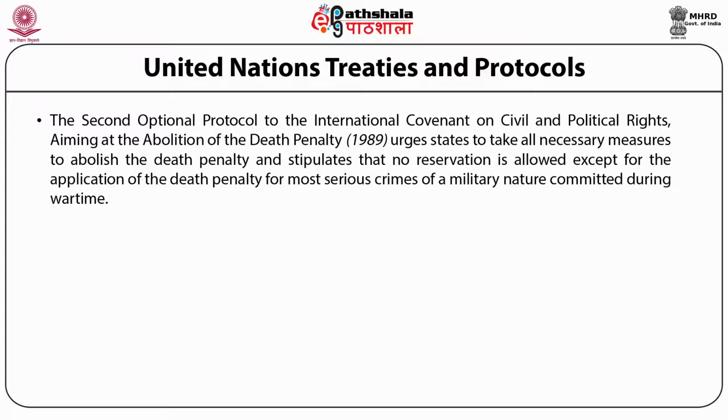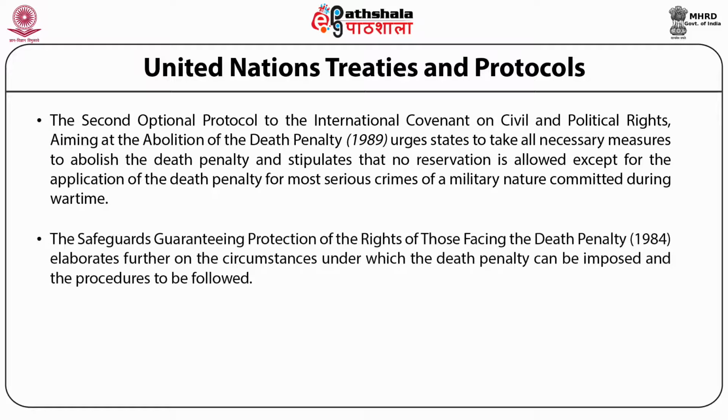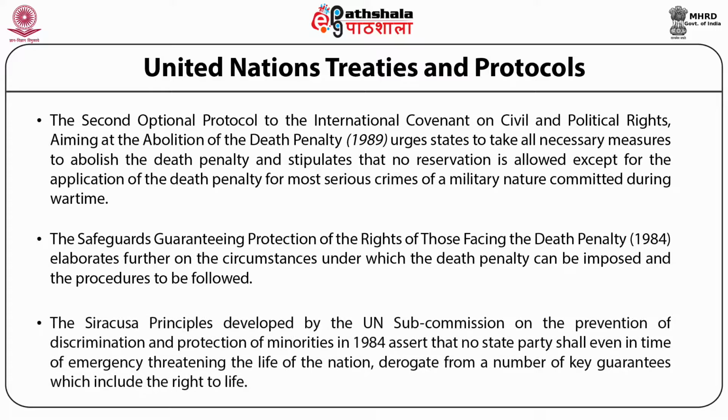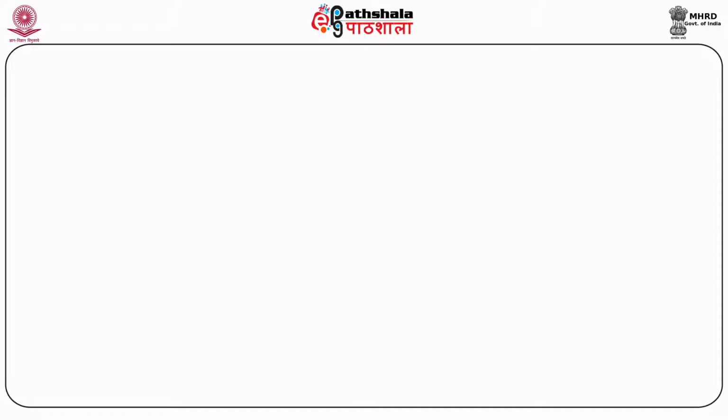We now come to the safeguards guaranteeing protection of the rights of those facing the death penalty. These safeguards elaborate further on the circumstances under which the death penalty can be imposed and the procedure to be followed. The Syracuse Principles, developed by the UN Subcommission on the Prevention of Discrimination and Protection of Minorities in 1984, asserts that no state party shall, even in a time of an emergency threatening the very life of the nation, derogate from a number of key guarantees. One of these guarantees, again, is the right to life and the protection from being deprived of your right to life.